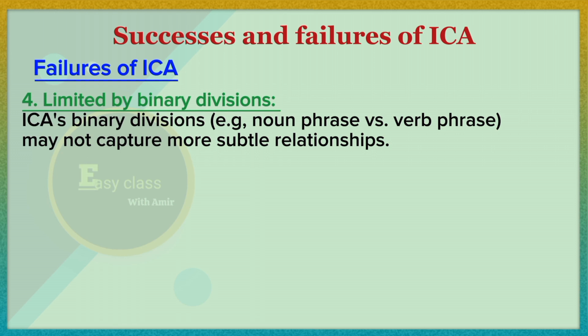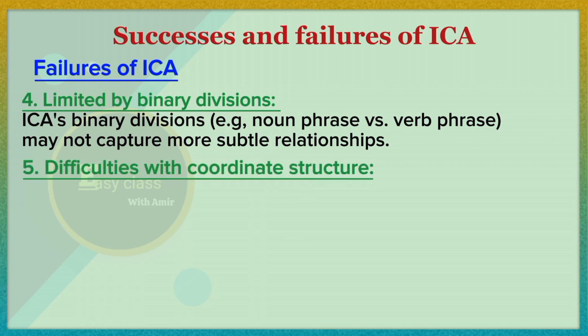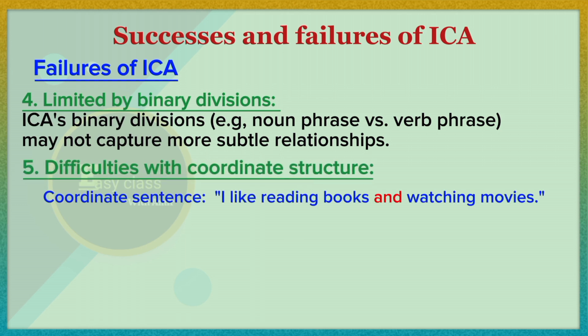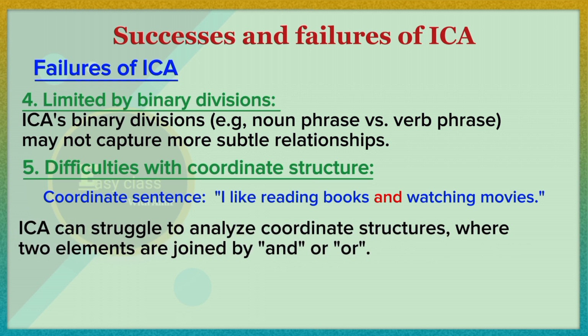Limited by binary divisions. ICA's binary divisions, for example, noun phrase vs. verb phrase, may not capture more subtle relationships. Difficulties with coordinate structures. A coordinate structure refers to a sentence or phrase where two or more elements, words, phrases, or clauses are joined together using a coordinating conjunction, such as and. For example, I like reading books and watching movies. ICA can struggle to analyze coordinate structures where two elements are joined by and or.